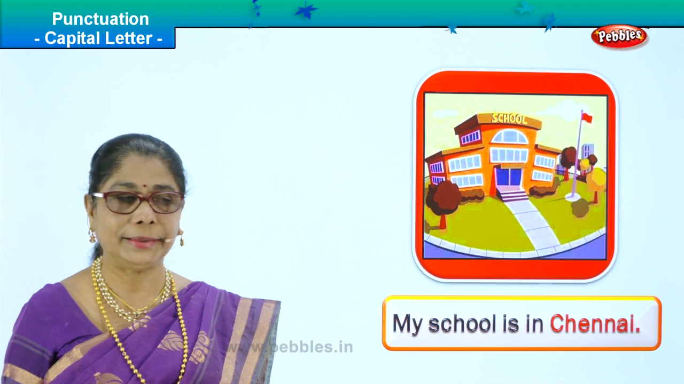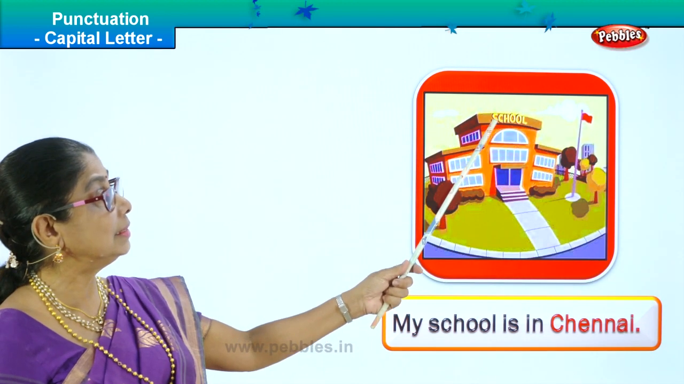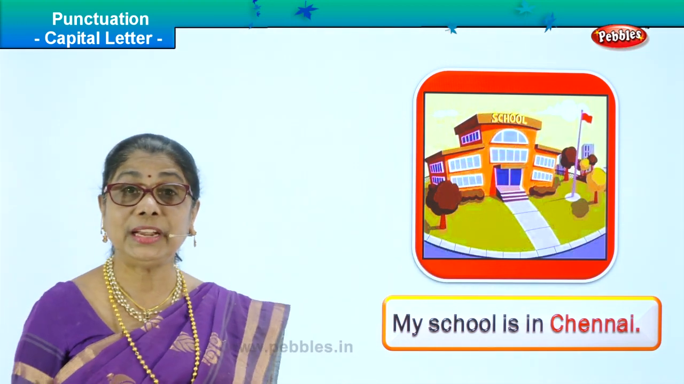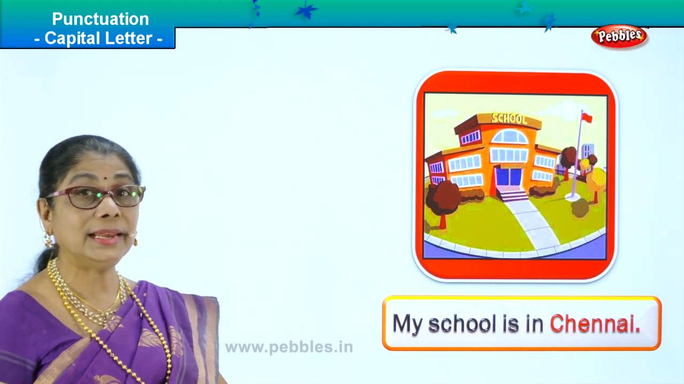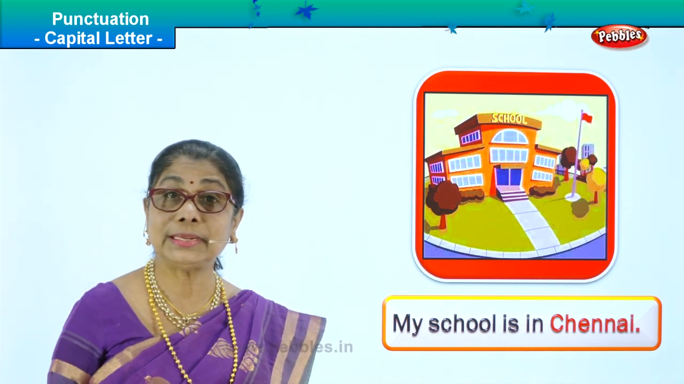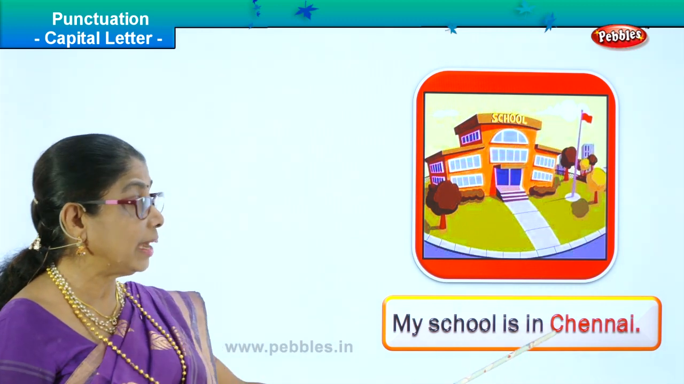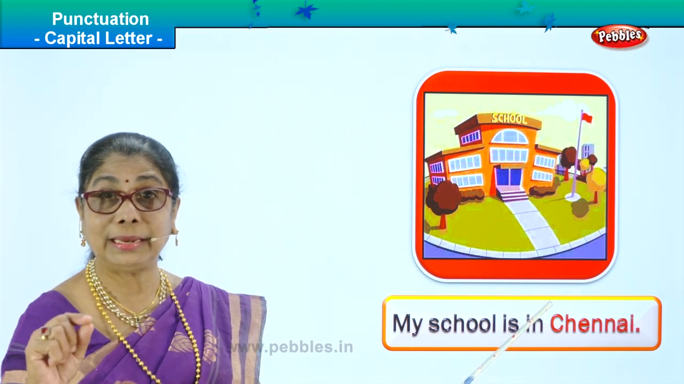Look what you see here. Or what place is this? Look at this word on top. School, definitely. School. My school is in. Where is your school? Is it in Delhi? Mumbai? No. My school is in Chennai. Chennai is the name of a place. It has to be in capital letter.